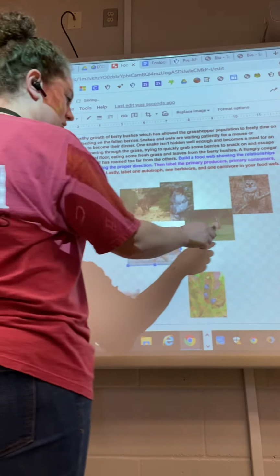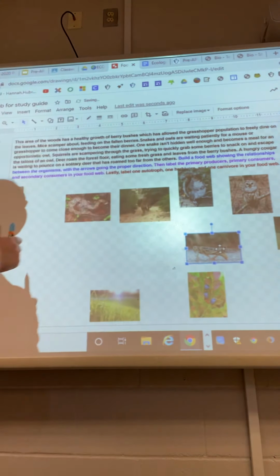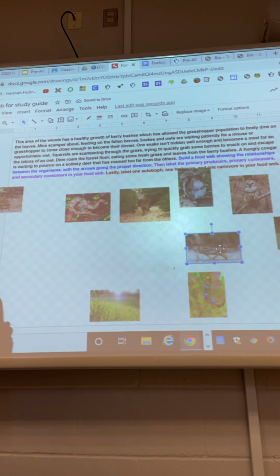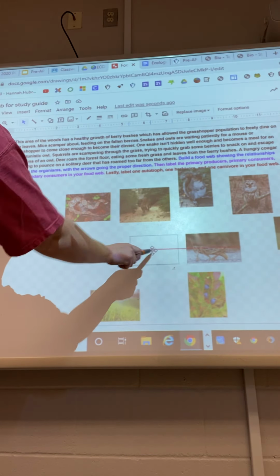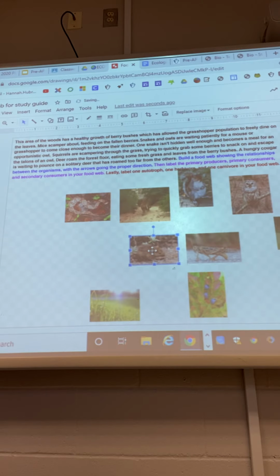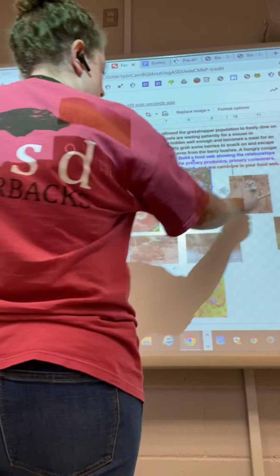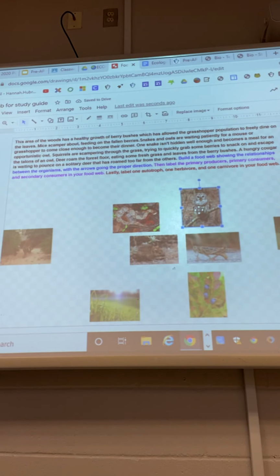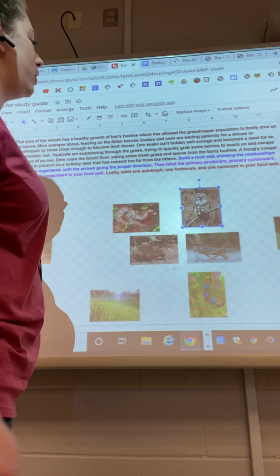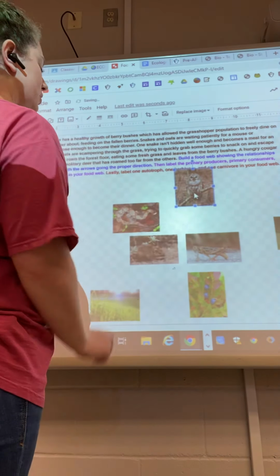So let's put that grasshopper over by the berries to freely dine on the leaves. Mice scamper about, feeding on the fallen berries. Let's put mice there. Snakes and owls are patiently waiting for a mouse or grasshopper to come close enough to become their dinner. One snake isn't hidden well enough and becomes a meal for an opportunistic owl. So that needs to go up a little bit.